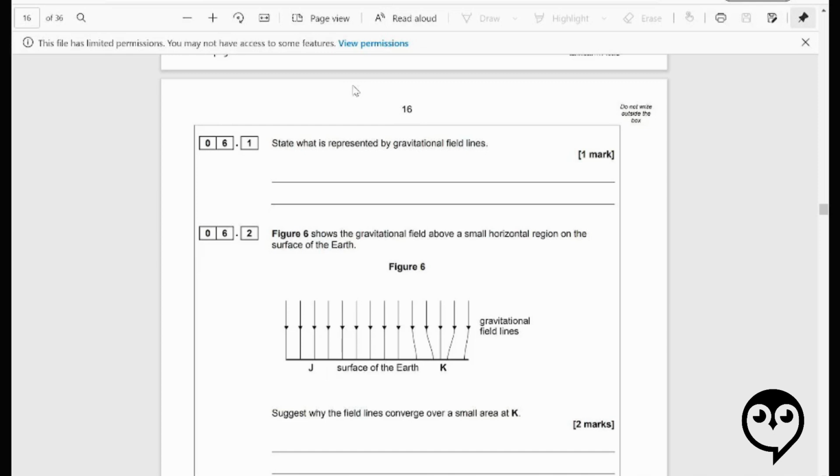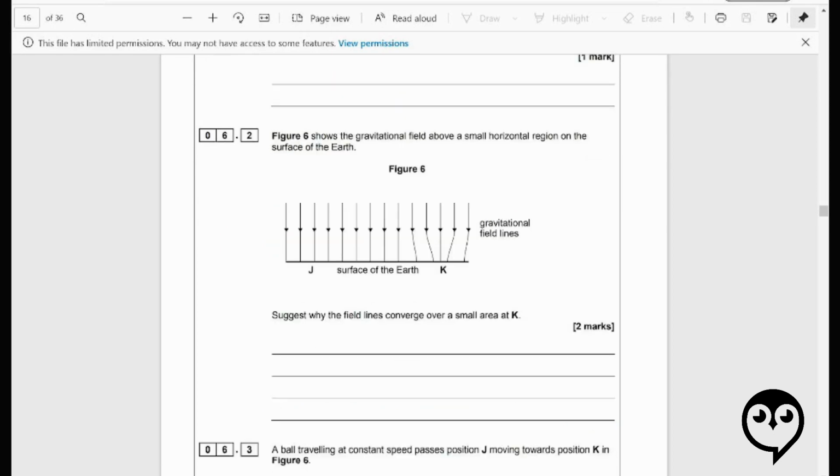Okay, and I've got an AQA paper 2 here from 2017. State what is represented by gravitational field lines. Well, with any field line, what we're doing is we're representing the strength of that field. So I would just say, the closer the lines, the stronger the field, something like that. Tricky for 1 mark. We'll see what they say.